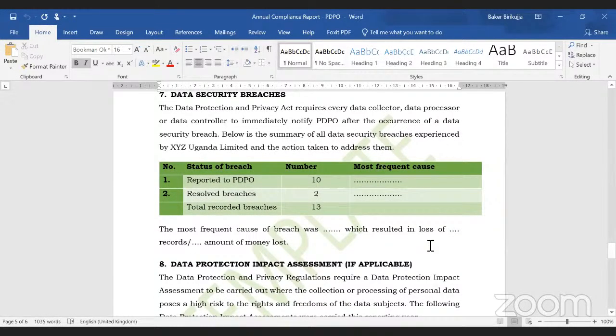Was there a loss of records? Did it affect so many numbers of individuals? That should be indicated. So in case there hasn't been any, but please be aware that in case you give any incorrect information, it carries liability. But if you're sure there hasn't been any breach, indicate there hasn't been one within the reporting period.